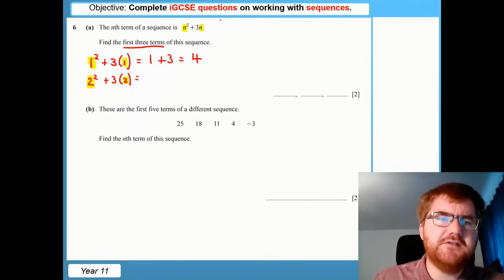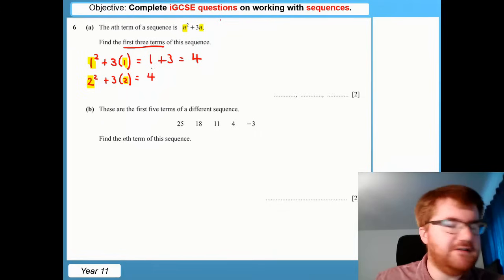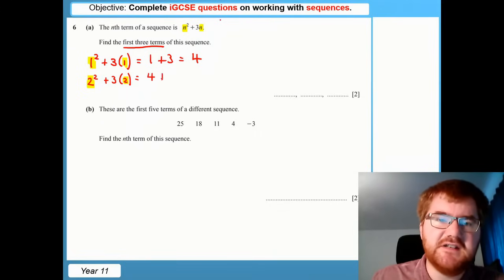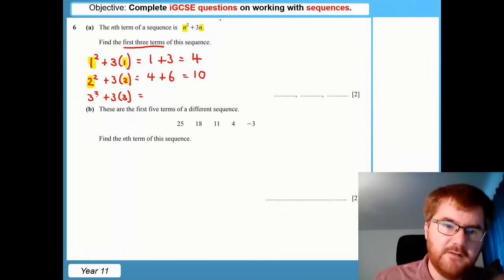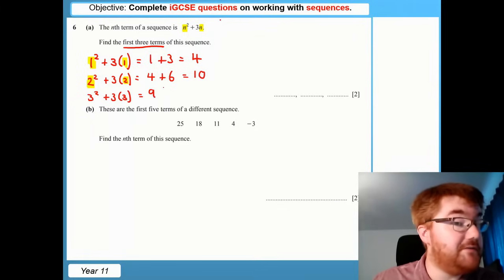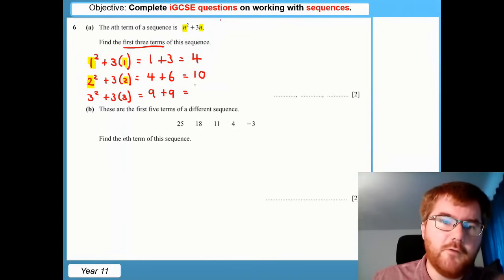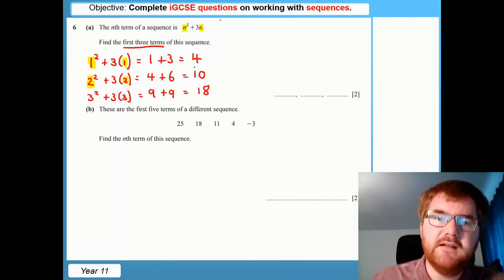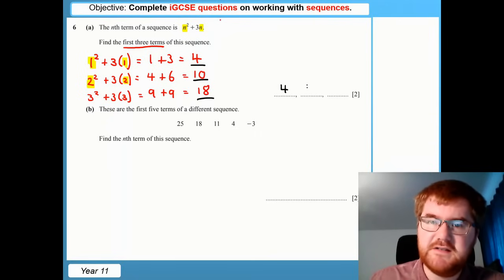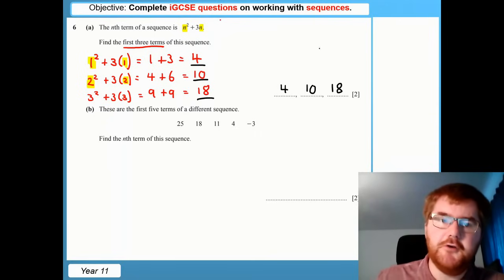So if we do this, 2 squared is equal to 4. Again, you've got a calculator to work this out. 3 times 2 is equal to 6. Remember, BIDMAS, timesing first, then adding. And then 4 plus 6 is equal to 10. And again, we can do the same thing with 3. So we get 3 squared plus 3 lots of 3. 3 squared is equal to 9. 3 times 3 is also equal to 9. And therefore we get our third term of the sequence. So this is what we've been trying to look for, these numbers here. So 4, 10, and 18, which we're going to write over here, like so.